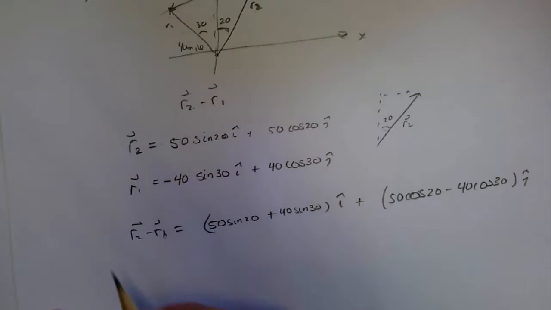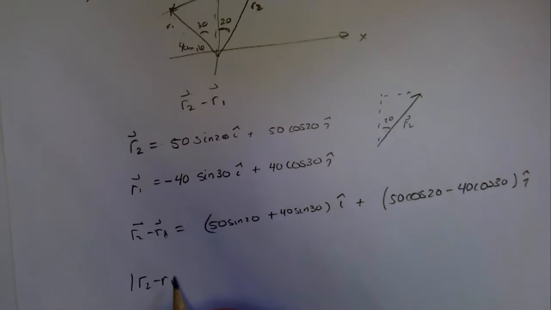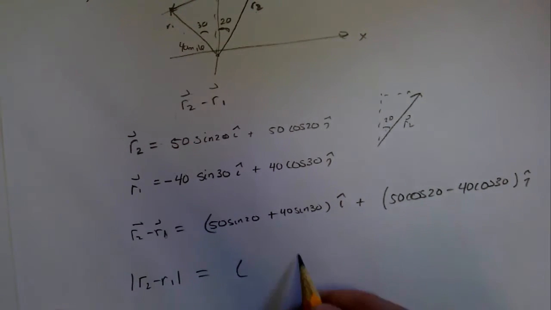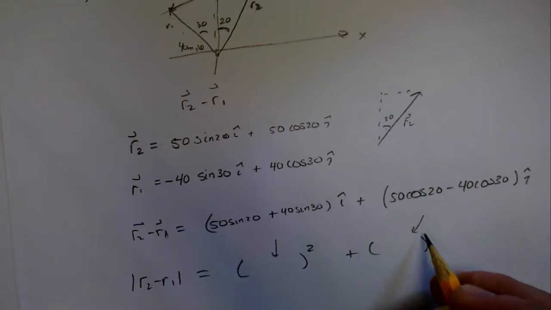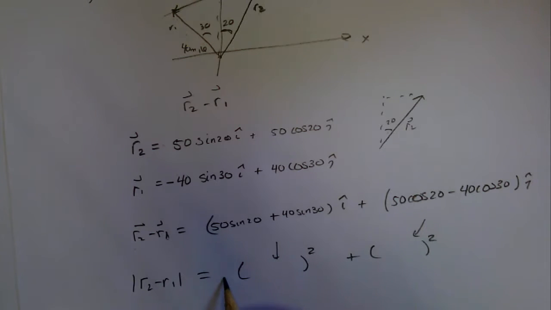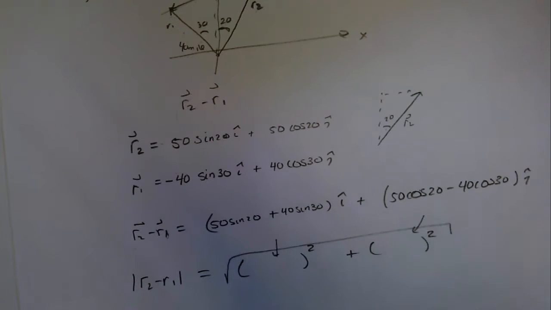And then finally, the distance between the two is the magnitude of this. So it's this thing squared plus this thing squared. These are just numbers I can put in, and then take the square root of that.